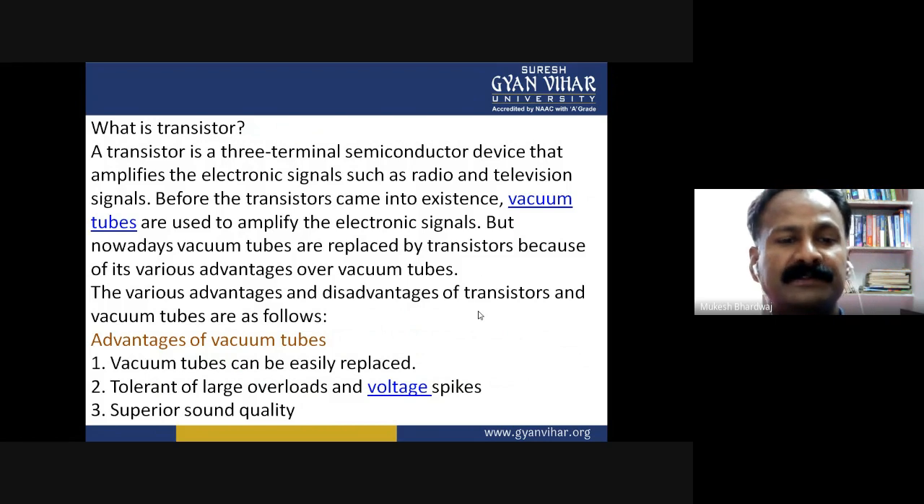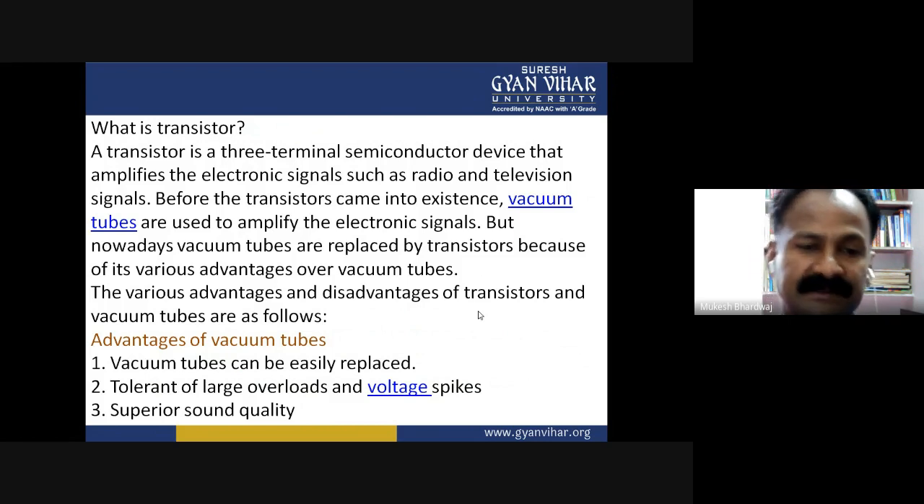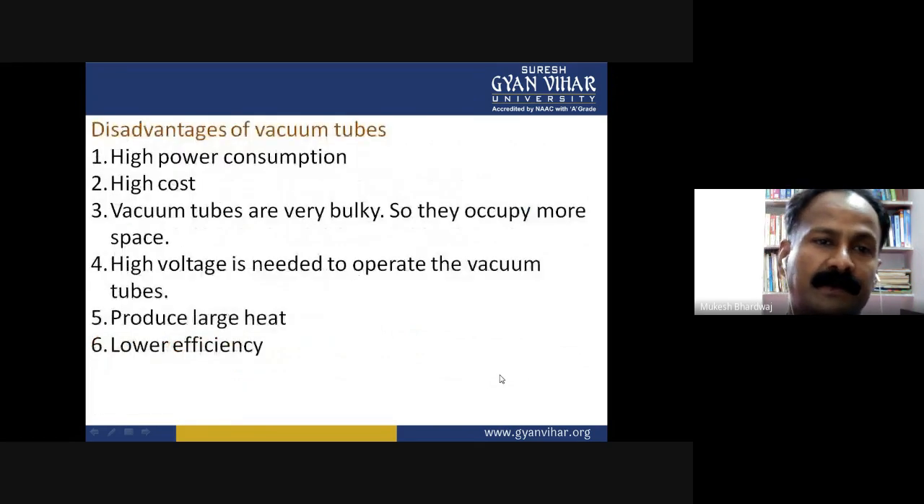Advantages of vacuum tubes: vacuum tubes can be easily replaced, they are tolerant of large overload and voltage spikes, and have superior sound quality. Disadvantages of vacuum tubes: high power consumption and high cost. Vacuum tubes are very bulky, so they occupy more space, and high voltage is needed to operate them, and they produce large heat and have lower efficiency.